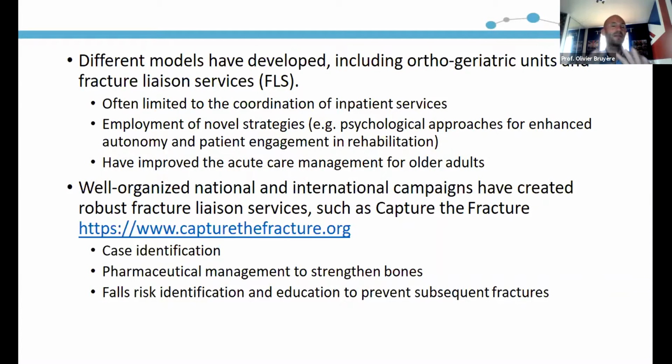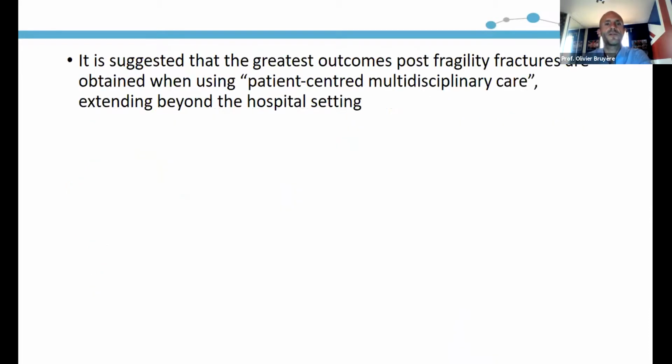But let's be clear, it's very complex. I'm not a specialist of the fracture liaison service. There are other specialists at the International Osteoporosis Foundation, but I know that it's something very important in order to manage a patient after a hip or a vertebral fracture. If you are interested in the fracture liaison service, you can have a look at the Capture the Fracture website organized by the International Osteoporosis Foundation.